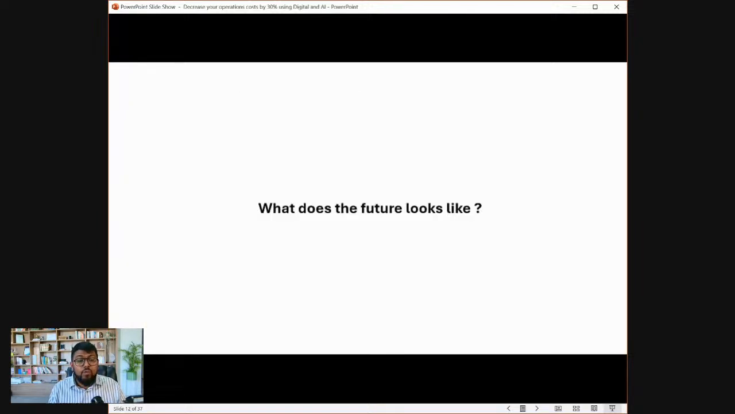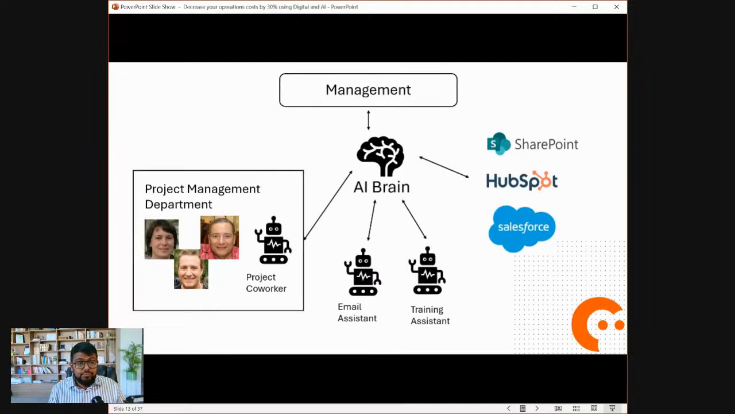Now, what does the future look like? What does it look like for any organization? What does it look like for your operations? Well, in every organization, what you would see is that every organization would have an AI brain, a central AI that would have all of the knowledge of your organization, that would have connection with your SharePoint, your CRMs, your project management systems, your financial systems. So this AI brain would have access to all of that information.